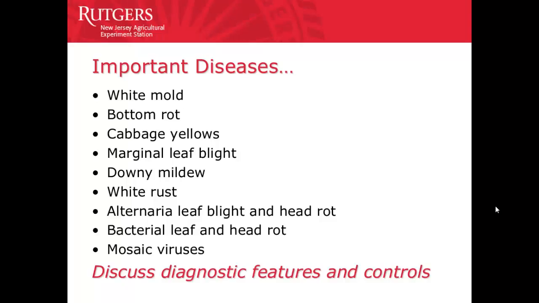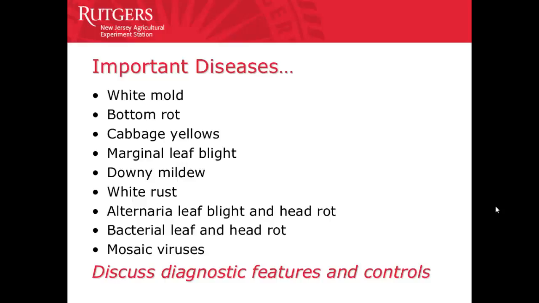These are the ones we'll cover this morning: white mold, bottom rot, cabbage yellows, some leaf blights, downy mildew, rust, and some issues that some growers have been having the past couple years with Alternaria in broccoli, as well as some bacterial leaf and head rots. And I'll talk about some of the diagnostic features.